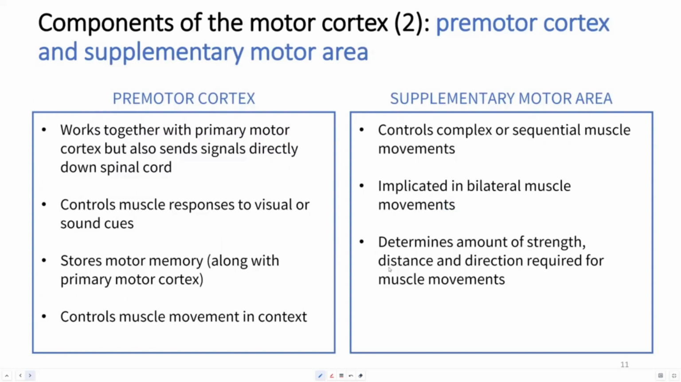The premotor cortex and the supplementary motor area. The premotor cortex works together with the primary motor cortex, but it sends signals directly down the spinal cord. It controls muscle responses to mostly visual and sound cues. It also stores motor memory, so training to play a piano or a certain move or dance. It controls muscle movement in context. And then the supplementary motor area controls complex or sequential movement, especially in dancing. It is also implicated in bilateral muscle movements. It can also be used to determine the amount of strength, distance, and direction required to perform those movements.